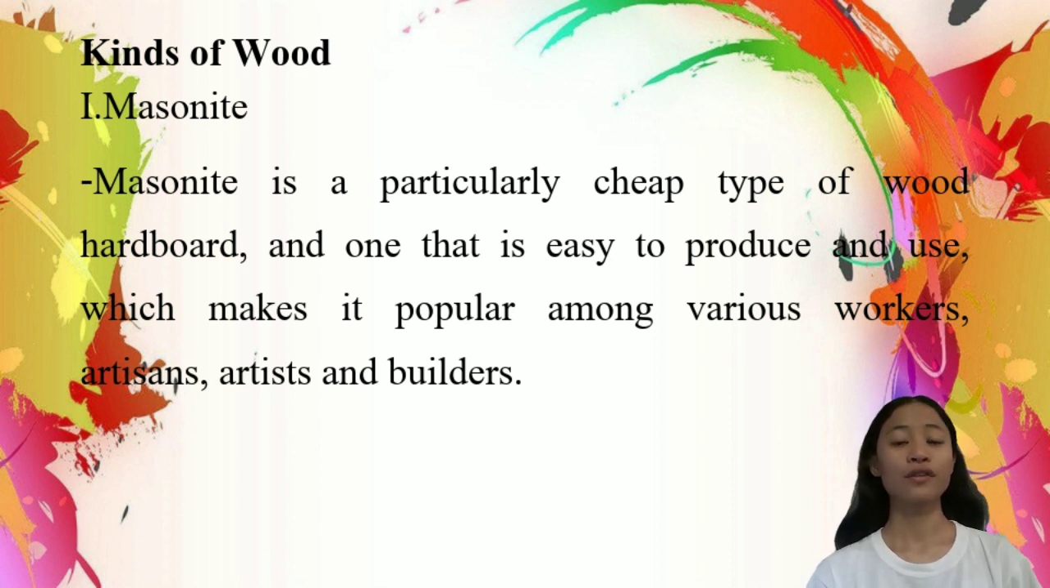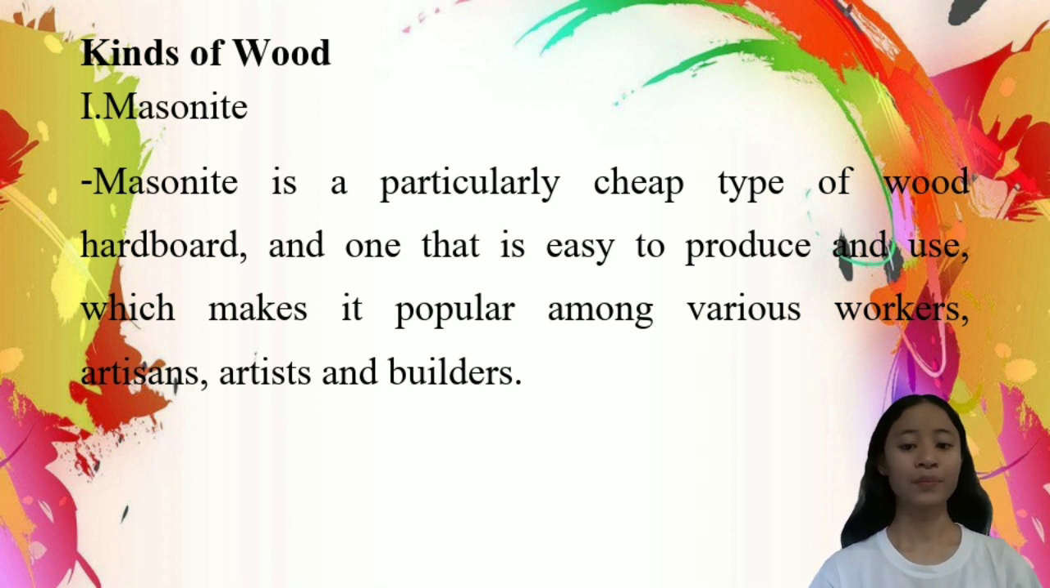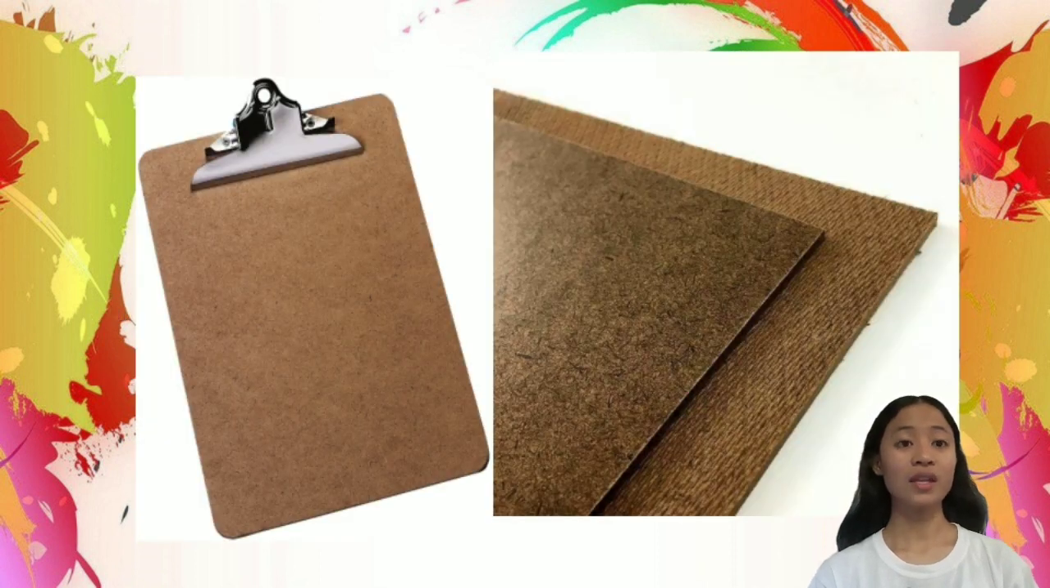We have three. First is the masonite. It is a trademark brand name of a particular type of board. It is cheap but durable. This is good for beginners and some professional artists even prefer this over canvas. The front surface of this is smooth and the back surface is rough and textured.